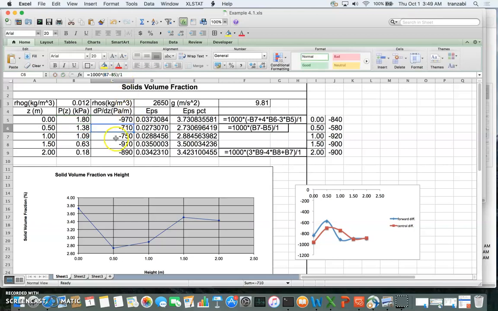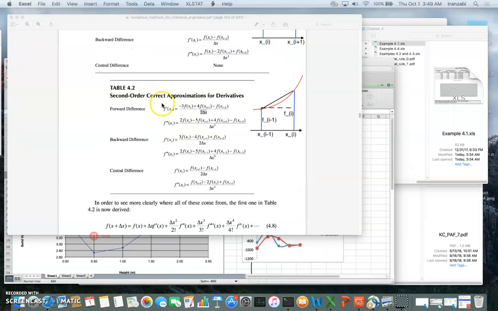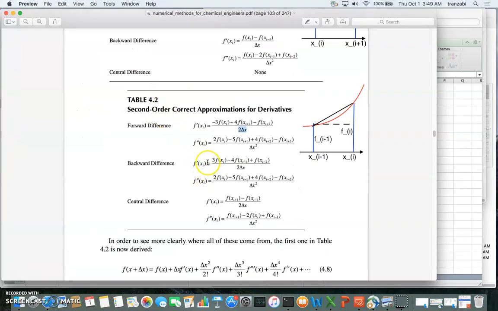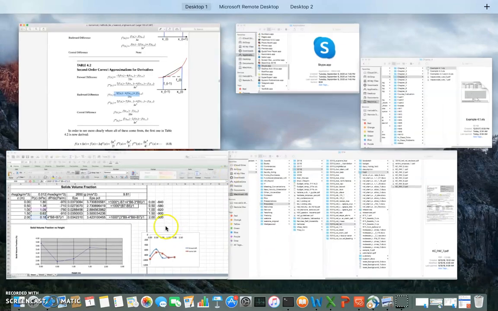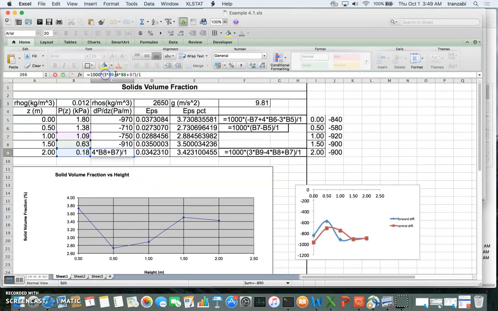All other ones are central difference, except the last one, which is backward difference. In this case, we do not have any point ahead of this. We have to use the information from the back side, and that is backward difference with second order approximation, which is identical to this equation. So 3 minus 4, and we have the same thing here: 3 minus 4, and then plus 1, divided by 2 del x. So that was forward difference, central difference, and backward difference.